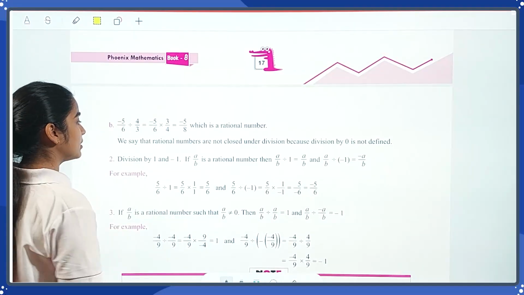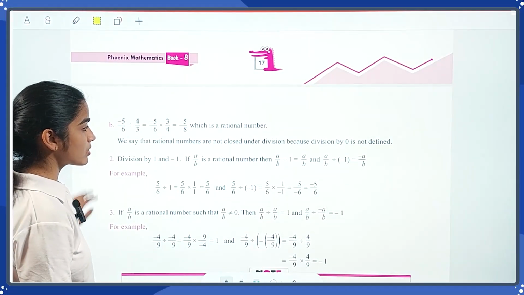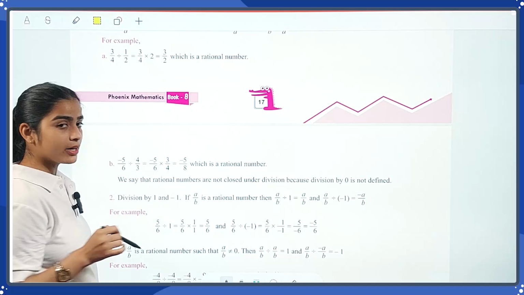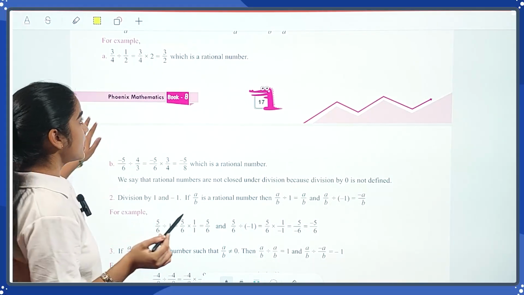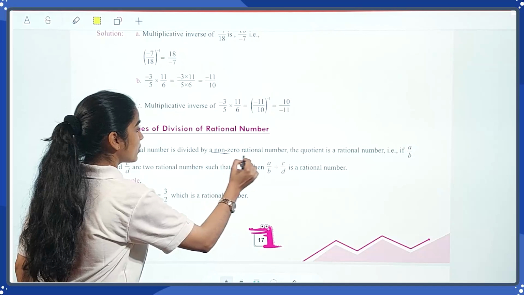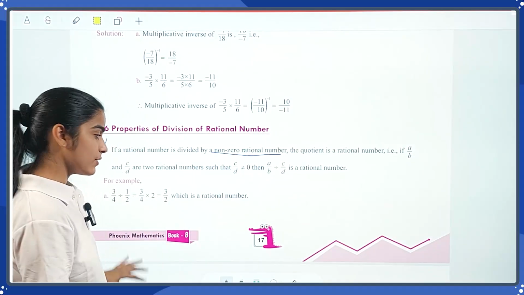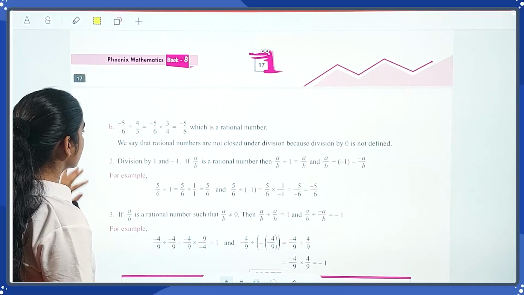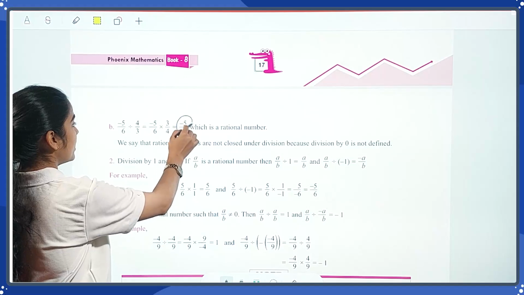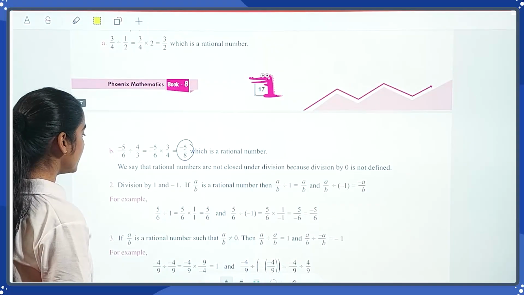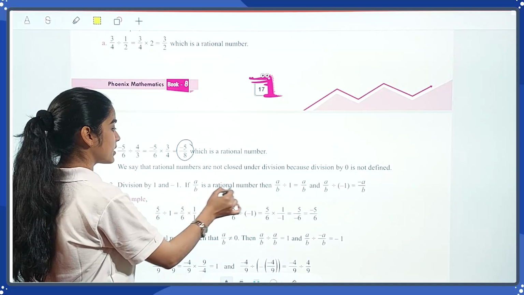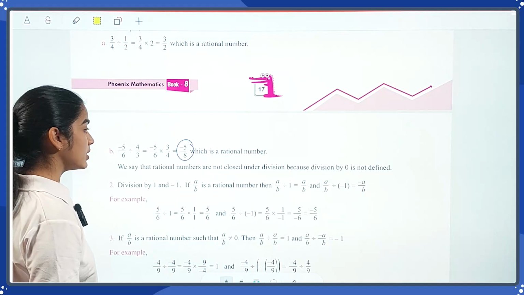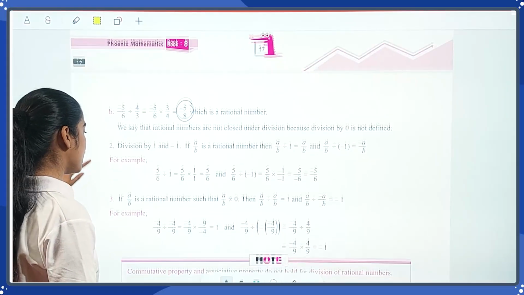Okay, so we say that the rational numbers are not closed under division because division by 0 is not defined. So it should be a non-zero rational number. Now we have this minus 5 by 8 which is a rational number. Division by 1 and minus 1: if a by b is a rational number, then a by b divided by 1 is a by b, and a by b divided by minus 1 is minus a by b. Okay.